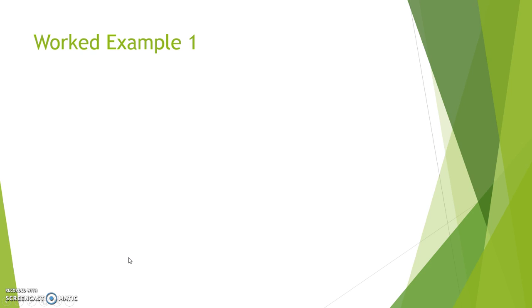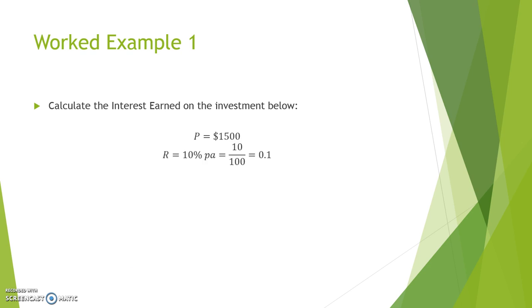Okay, so here's our example. We're going to calculate the interest earned on the investment below. So we're given the variables already. P, the principal, is $1,500. R is the interest rate. You'll notice here we've divided it by 100 to convert it to a decimal. So that's important information as well. Divided by 100 to change to a decimal. T is the period, which is 5 years.